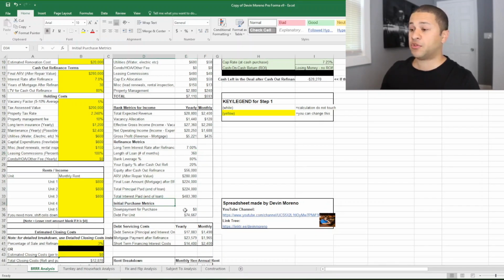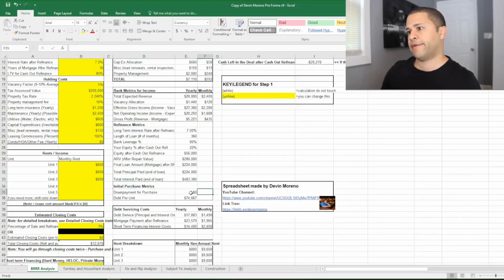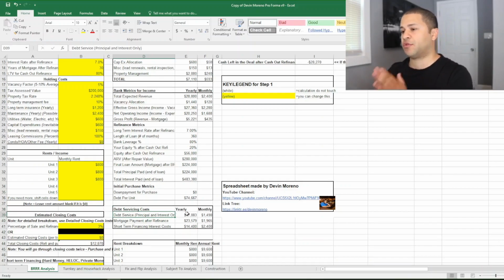Then you have the initial purchase metrics. Down payment is now 0 because that's what we just put it at. The debt per unit, and then the debt servicing cost. Servicing cost would be your mortgage. So this is your debt service, that's your actual principal and interest only.